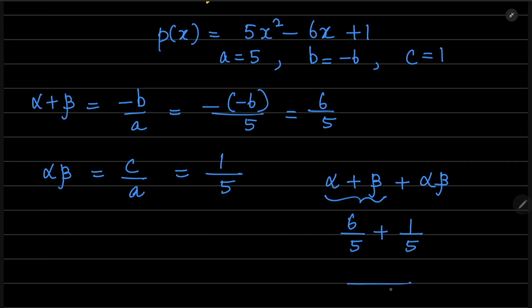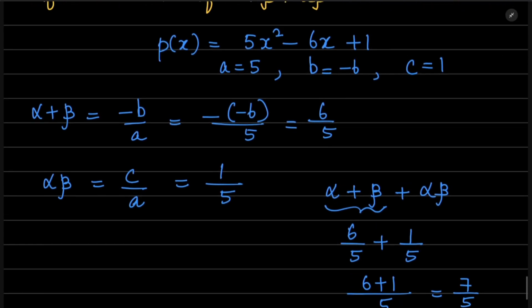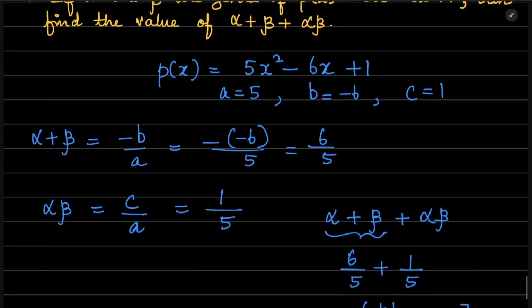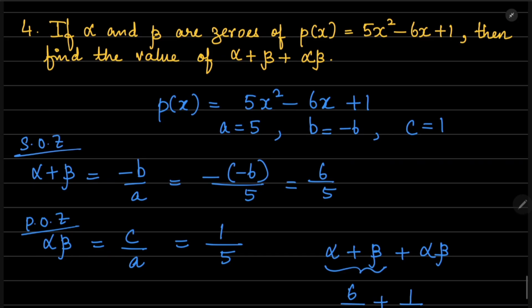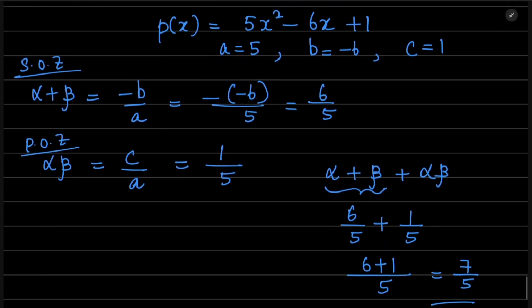Your LCM is 5. Numerator will be 6 plus 1, which is nothing but 7 by 5. And that is your answer. So this is your final answer. That's all. So it's so easy. Given the polynomial, quickly get the sum of the zeros and the product of the zeros. And using this, you will be able to find the given value, whatever is asked. So the answer is 7 by 5.